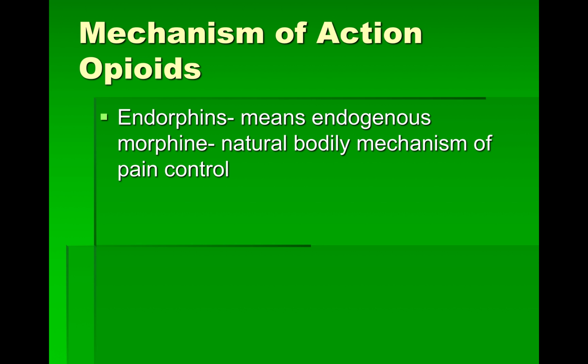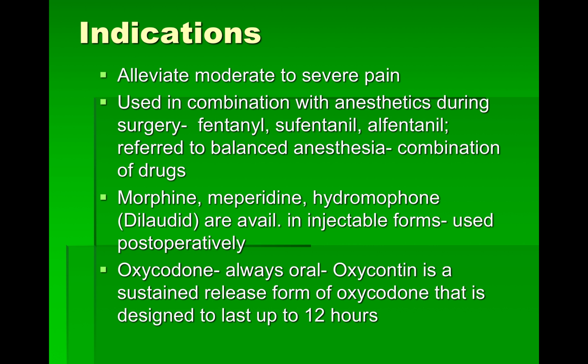And then our endorphins, I think I've already covered. They're endogenous, meaning inside the body. Exogenous is outside of the body. They're a natural bodily mechanism of pain control. They are like our endogenous morphine, or endogenous opiates.